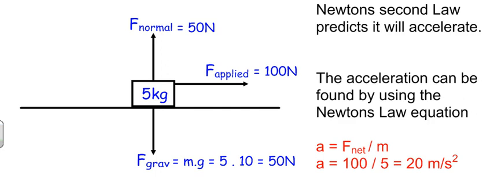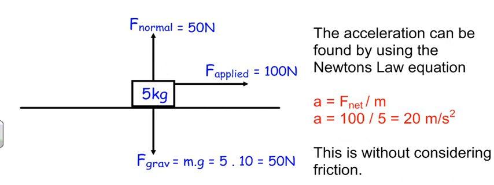Newton's second law equation says that the acceleration depends on the net force and the mass of the object, and are related by the equation a equals F net divided by mass. In this case, the F net is 100 newtons, the mass is 5 kilograms, and so the acceleration of the body is 20 meters per second squared. This is without considering friction.